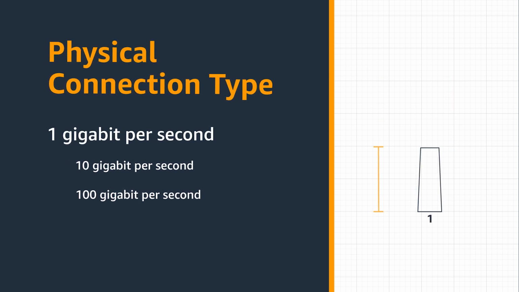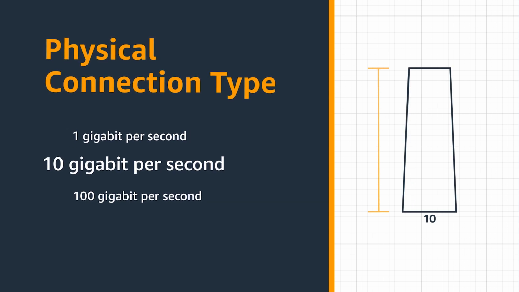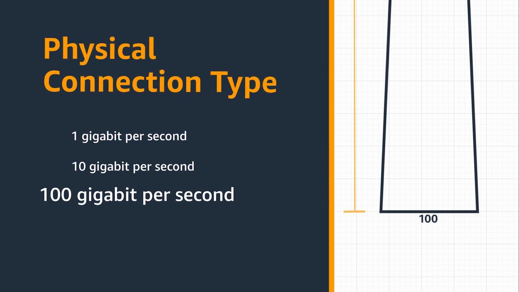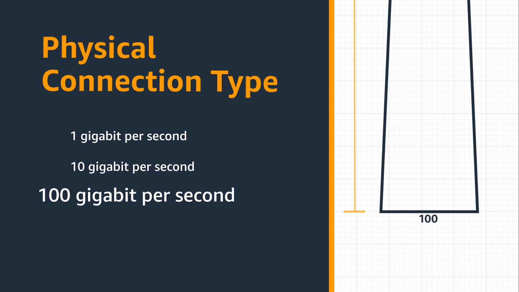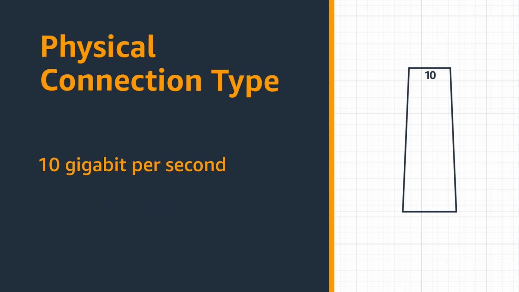Each 1 gigabit connection will require a 1310 nanometer 1000BASE-LX transceiver. Each 10 gigabit connection will require a 1310 nanometer 10GBASE-LR transceiver. Each 100 gigabit connection will require a 100GBASE-LR4 transceiver. Next, for this scenario, we will use a single 10 gigabit connection.